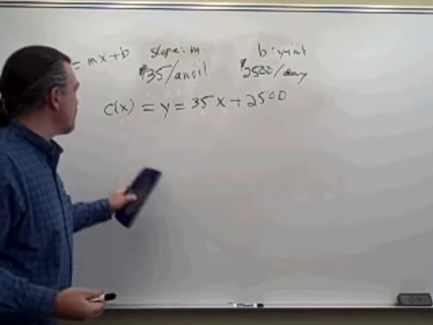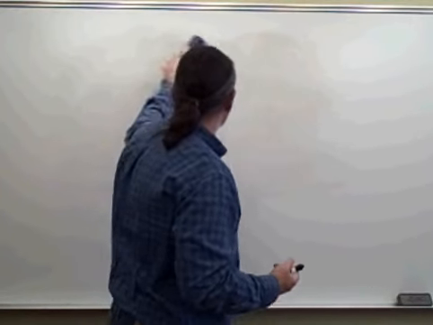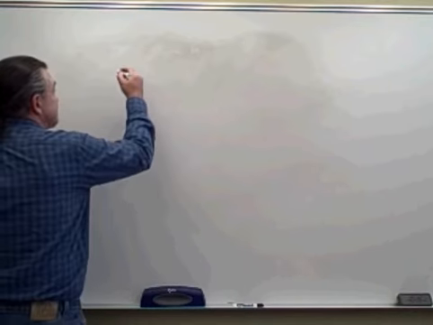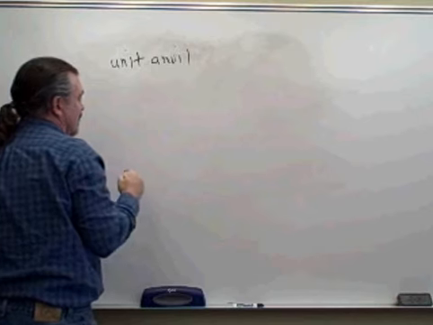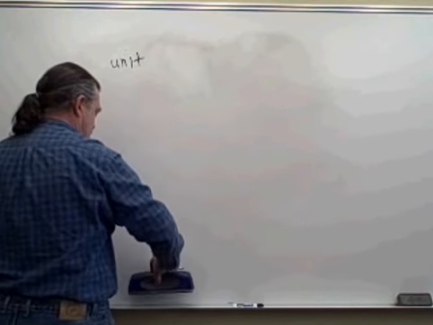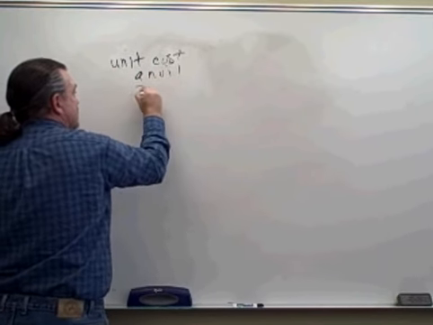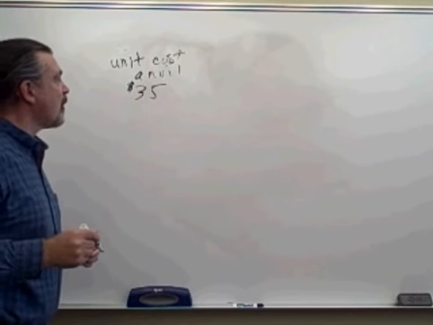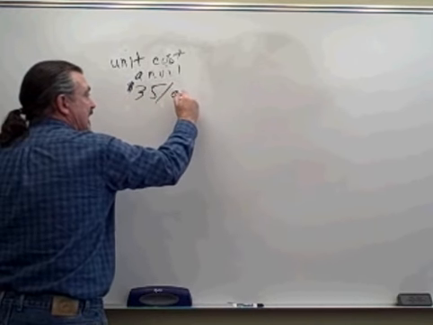Well, let's suppose we weren't given quite that much information. Let's suppose that we were told that the unit cost for an anvil was that $35. So we were given the slope, weren't we? This is dollars per anvil.